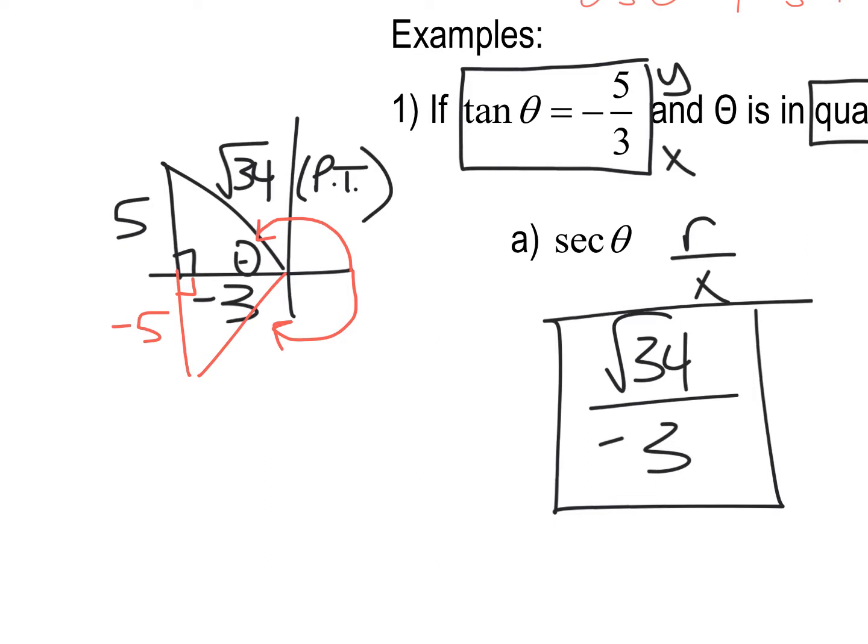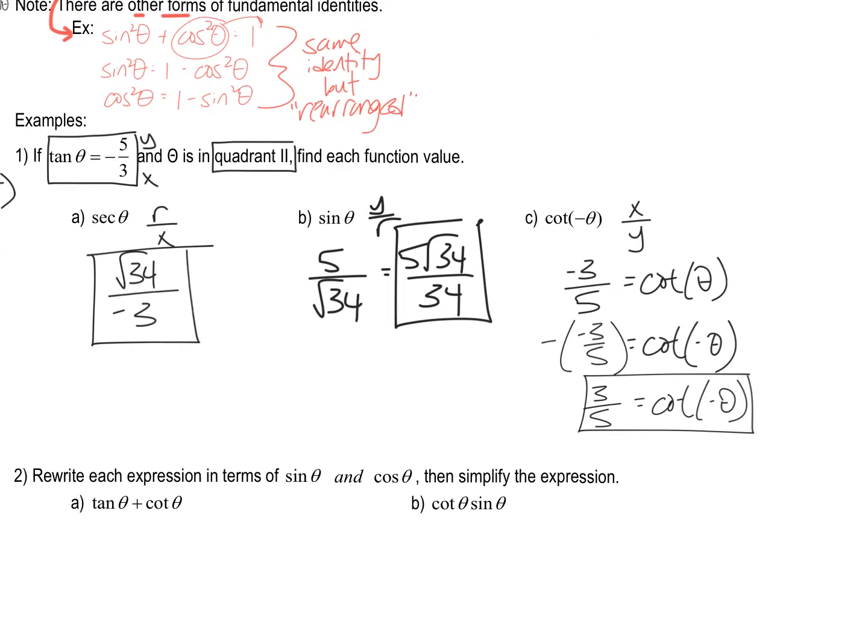Well, that makes it a negative 5 here. And so the cotangent of negative theta, which is over there, that would be x over y, so positive 3 over positive 5, which is, in fact, 3/5. So another way to think about that is to redraw the picture using negative theta instead of positive theta, but that gets a little bit confusing.